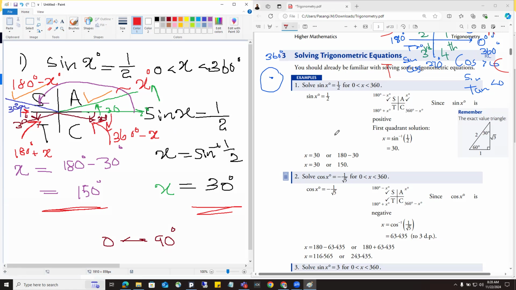Why? The reason is because the sine value is positive. That means it should be either in the first quadrant or the second quadrant. That's the whole story.